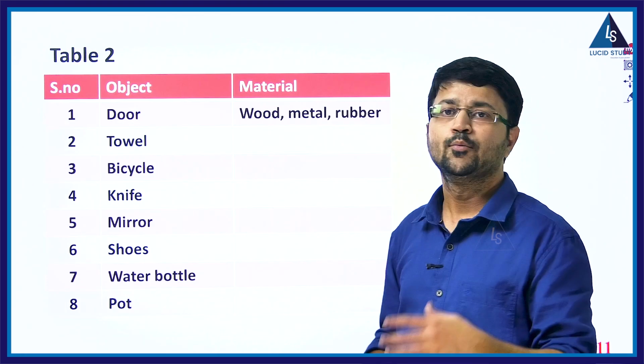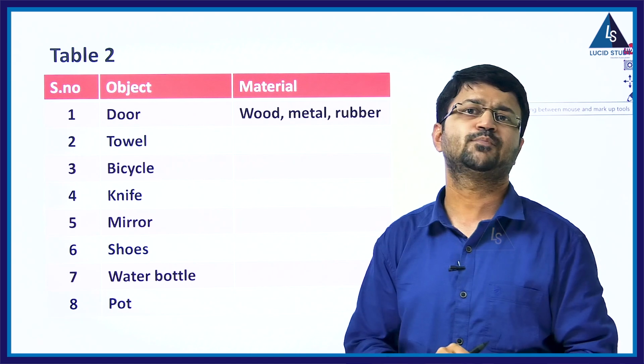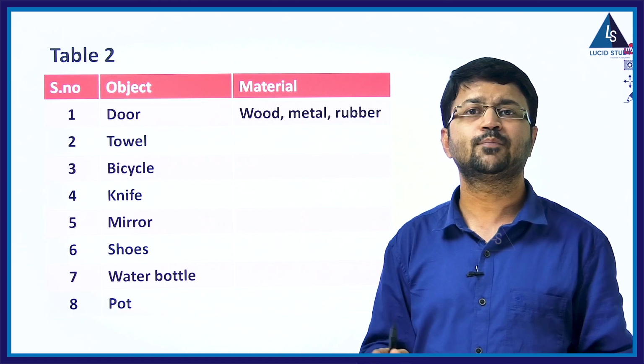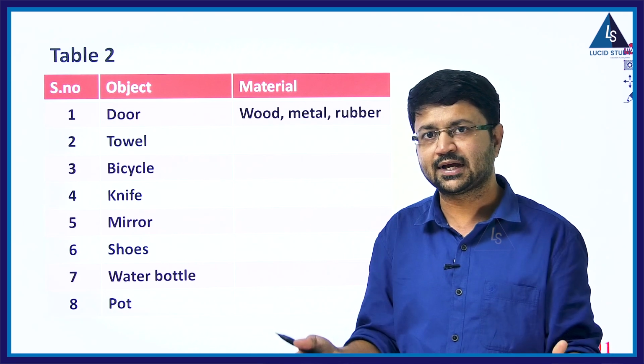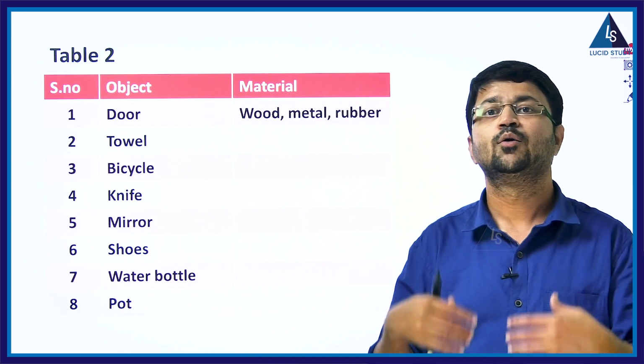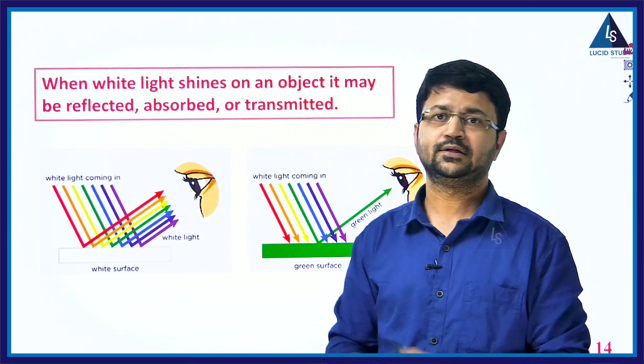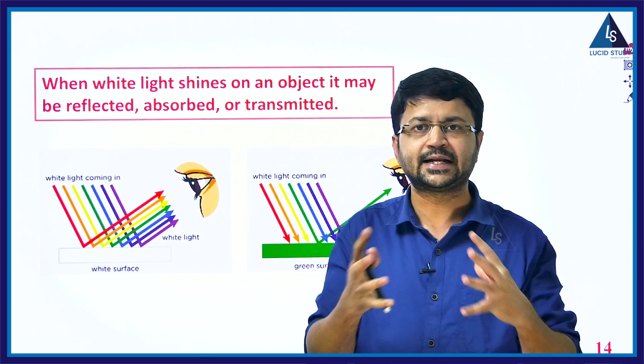Now in the previous tabular form, for example, take the case of this pot. A pot is made up of only one material, that is nothing but clay. But if you take the case of a bicycle, it is made up of more than one material. See here, the next topic. The next topic is again an interesting one.